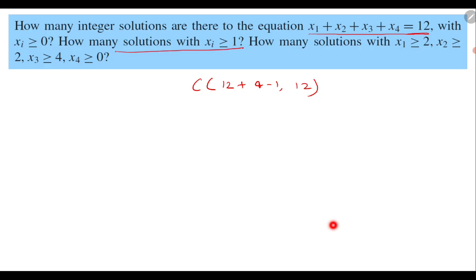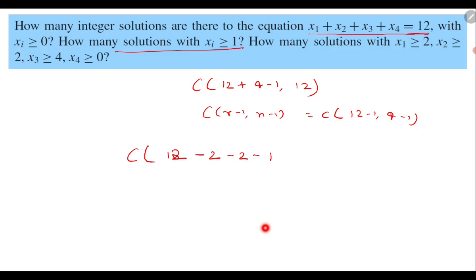and then the next one says that with xi greater than or equal to 1, which means each box has at least 1, which is C(r minus 1, n minus 1), so C(12 minus 1, 4 minus 1). And the last one says C(r minus r1, n minus 1), so 12 minus 2 minus 2 minus 4, and then 4 minus 1.